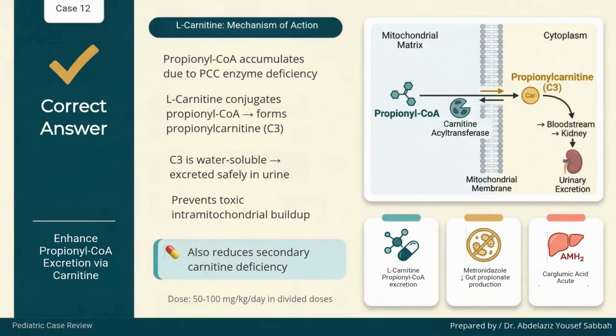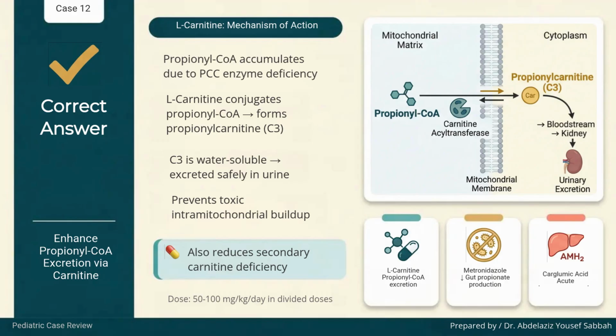L-carnitine conjugates with propionyl coenzyme A to form propionyl carnitine, known as C3. Propionyl carnitine is water-soluble and can be excreted safely in the urine. This prevents toxic intramitochondrial buildup of propionyl coenzyme A. L-carnitine also reduces secondary carnitine deficiency, which occurs because carnitine is consumed in the detoxification process.